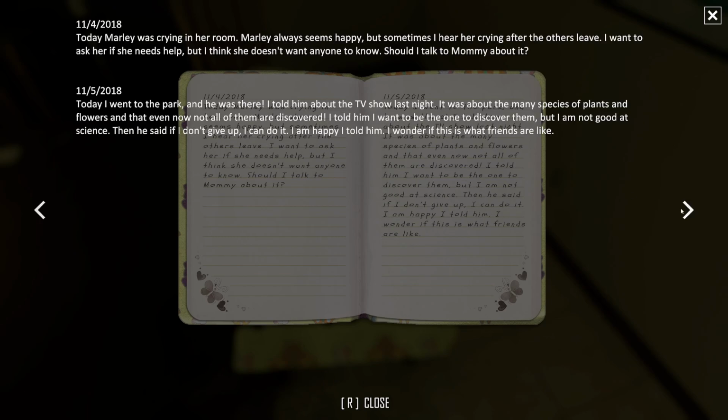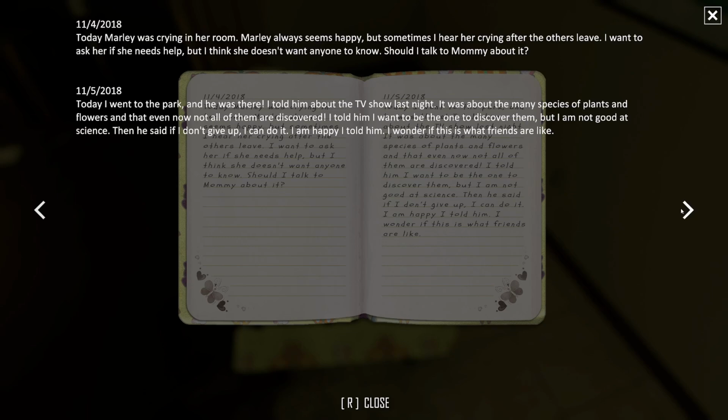4th of November. Today Molly was crying in her room. Molly always seems happy, but sometimes I hear her crying after the others leave. I want to ask her if she needs help, but I think she doesn't want anyone to know. Should I talk to Mommy about it? 5th of November. Wait a minute. Okay. Today I went to the park and he was there. I told him about the TV show last night.